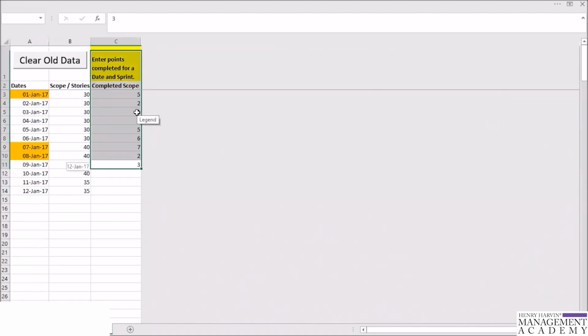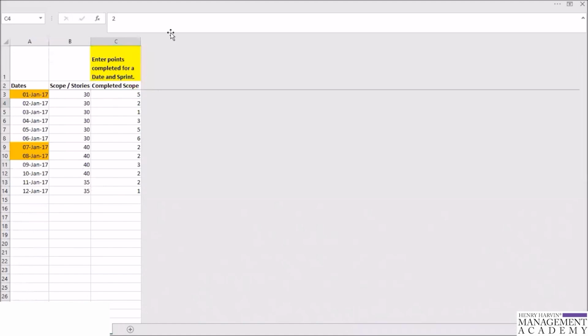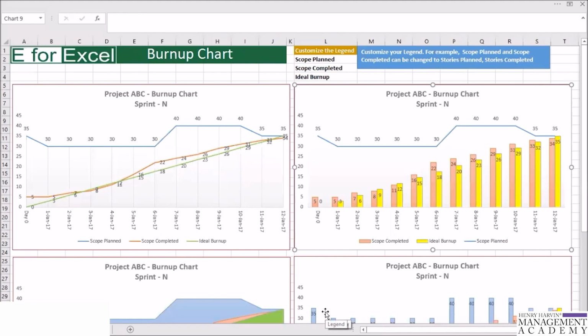Okay, so say 5 to 7, 8, 9, 10, 11, 16, 32. So let's say 2 here, 2 here, 2 here, and 1 here. Because we need to complete the 40 or 30 story points here, there is some validation that has been kept here. So now if you come here, it will plot the graphs for you.